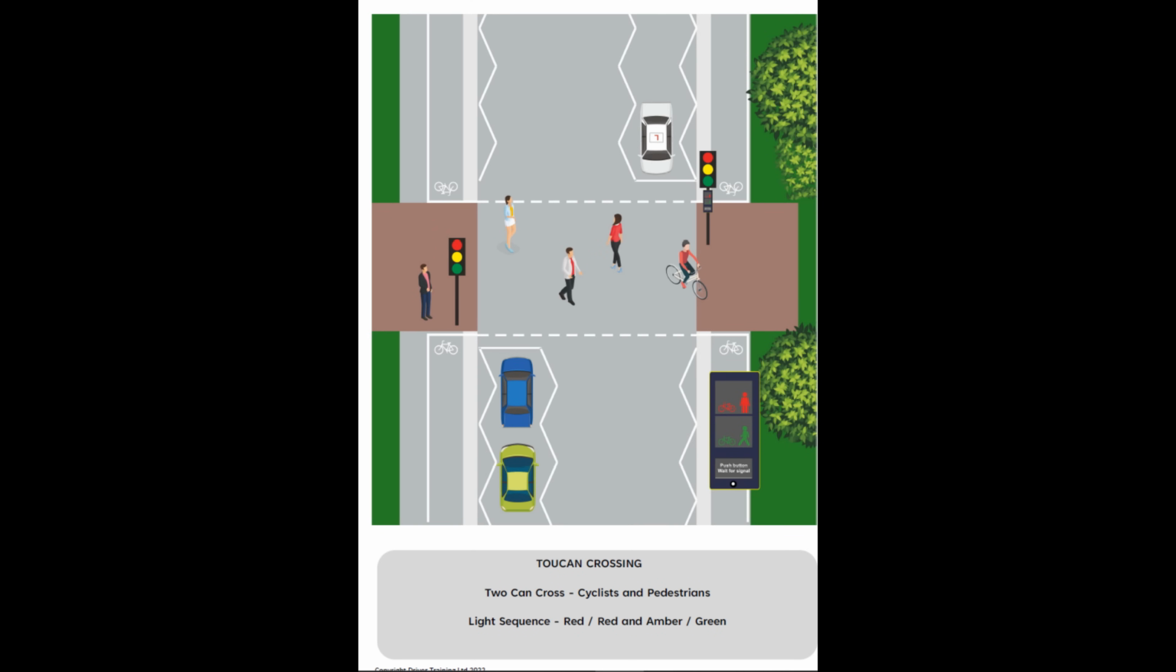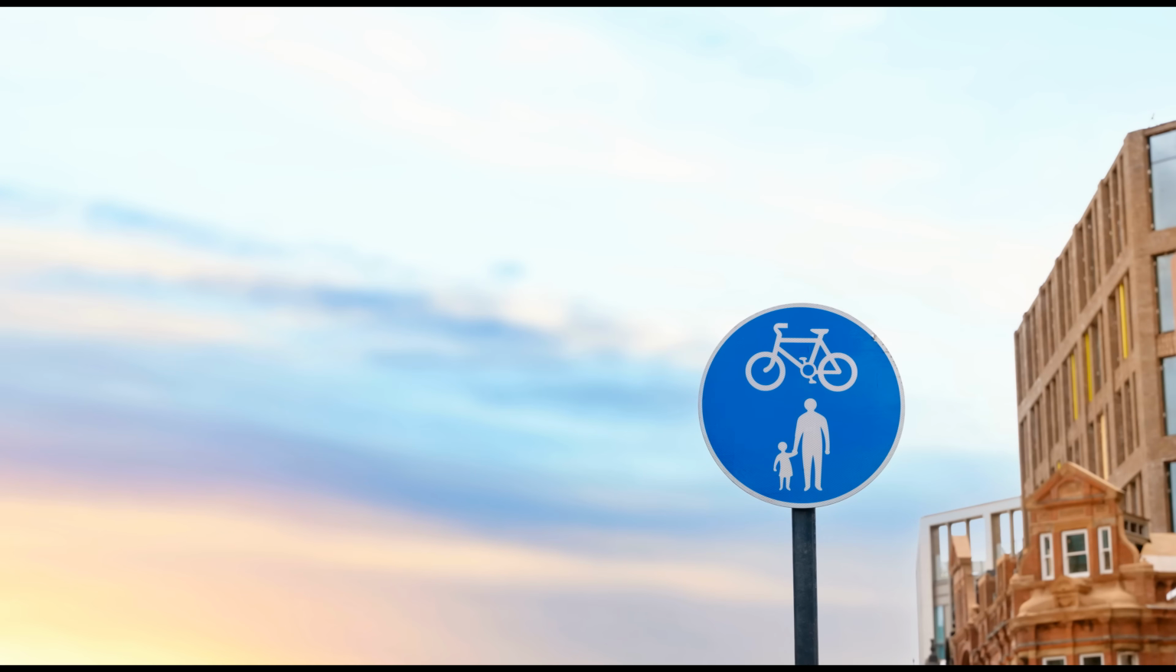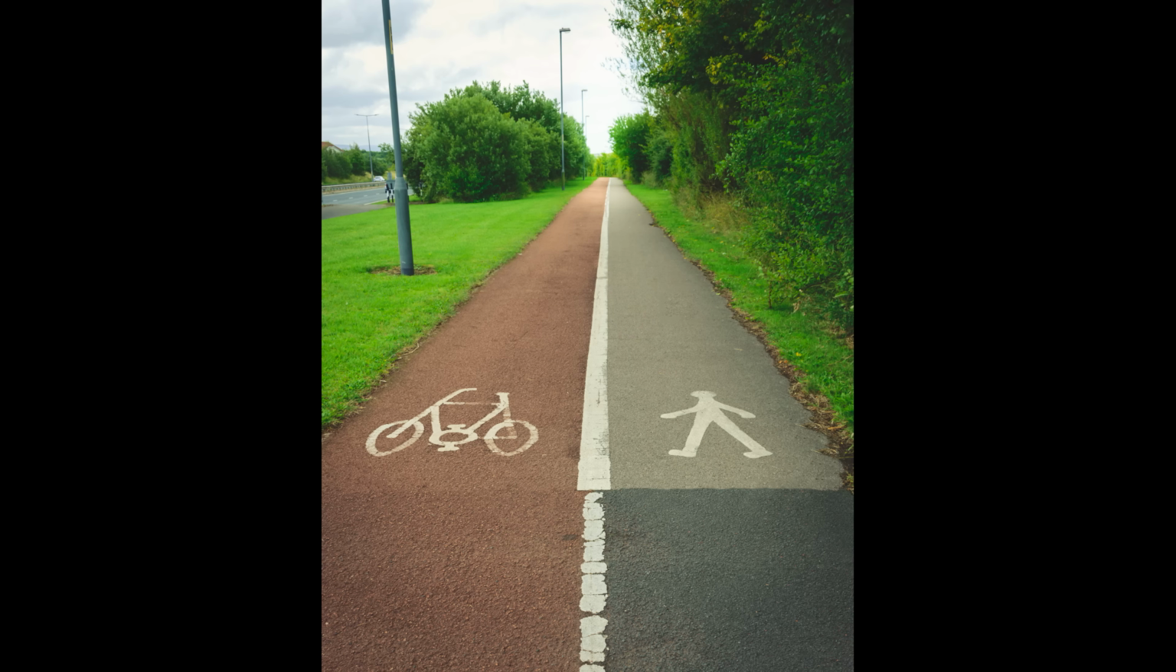The next type is toucan crossing. So this means two types of pedestrians can cross, both pedestrians and cyclists. So sometimes the centre part will be wider to allow them to cross. Sometimes you may have bike lanes on approach. So you may have the blue sign visible, or you might just see the bike lane designated at the side.